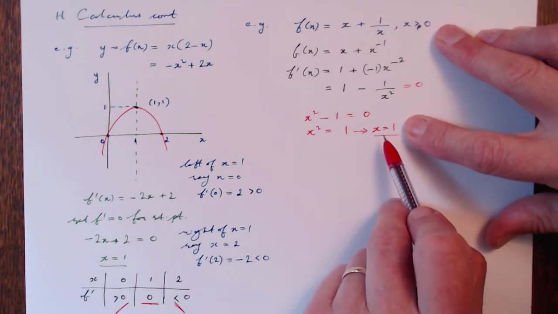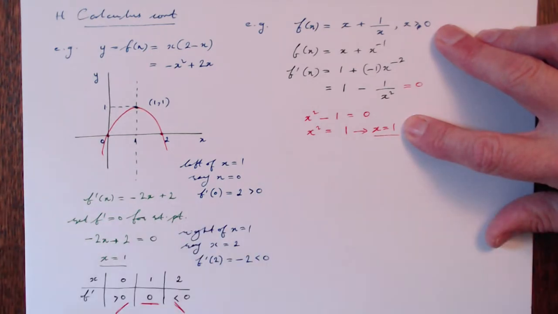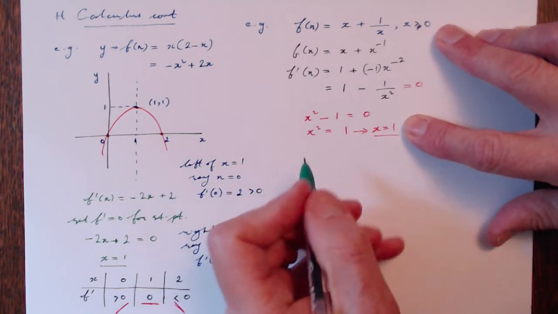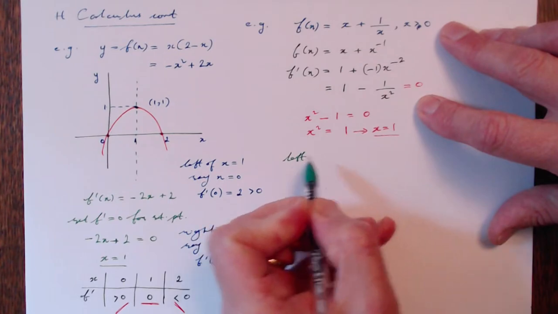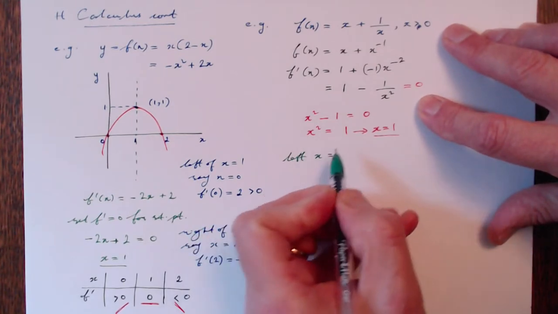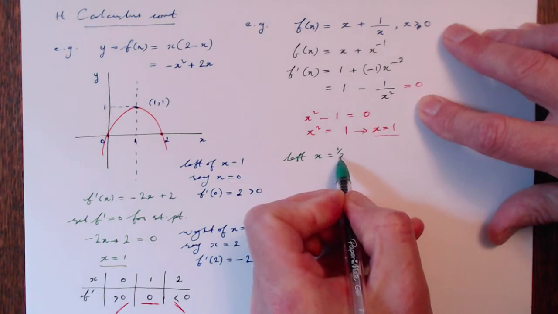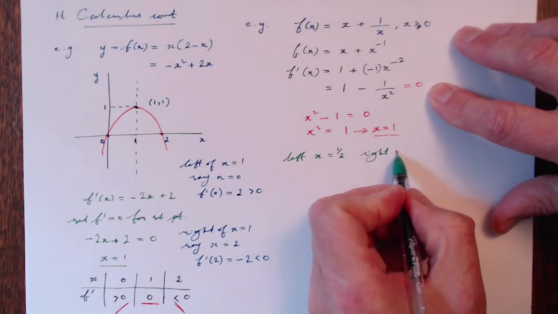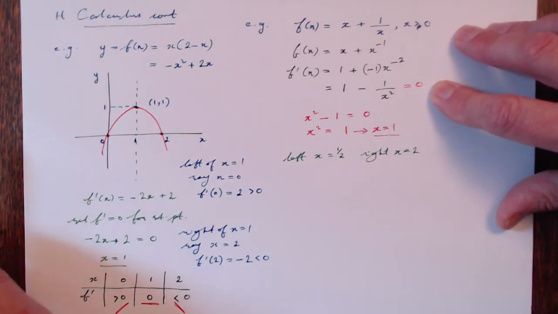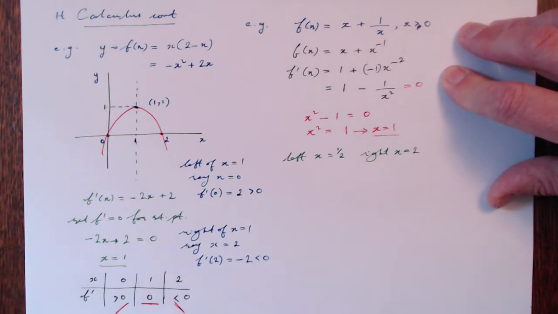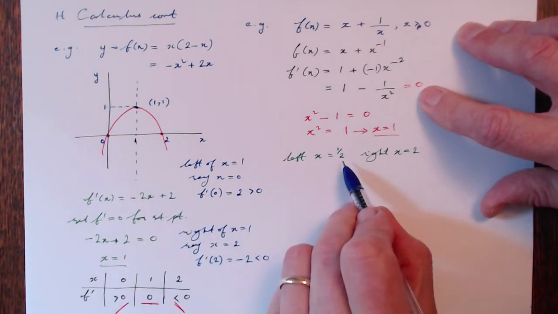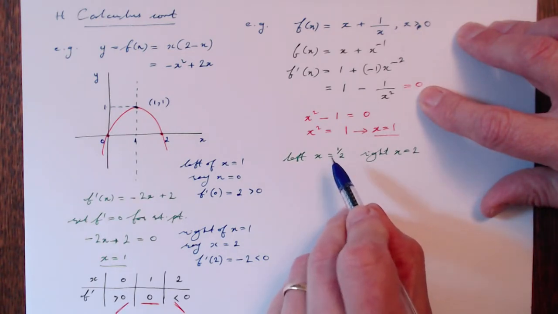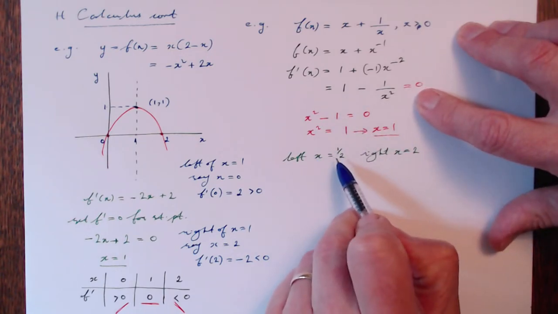Now let's determine its nature. Now, because I'm confined to positive values of x, I'm going to go to the left and choose the value x equals 1/2. And I'll go to the right and I'll choose the value x equals 2. These seem to be sensible values to choose. So on the left then at x equals 1/2, remember I don't want to put these neighbouring values into the function. That's not what we want to do. Instead, we want to put them into the derivative and see what the sign of the derivative is.